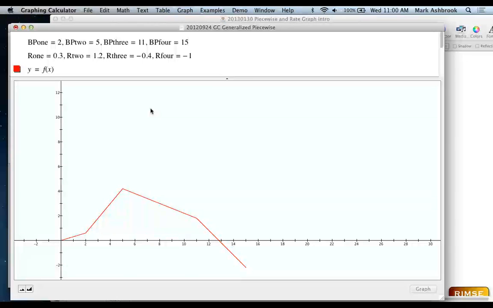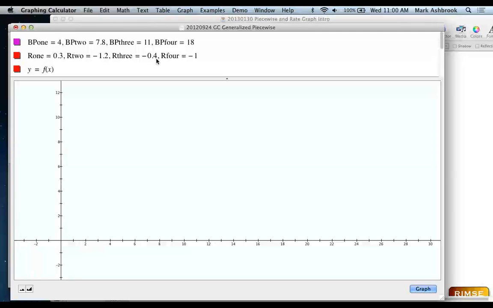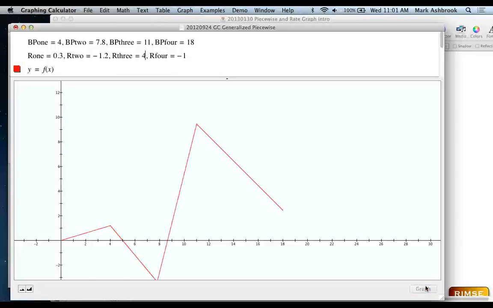So I can come over here and I can say, oh, I really wanted breakpoint 1 at 4 and breakpoint 2 at 7.8. Breakpoint 3 is okay at 11, and then this one at 18. And I made a mistake here. The rate for the second interval is negative 1.2. The rate for the third interval is 4. And that one's okay. So now I just changed some of the breakpoints, changed some of the rates, graph it, and it changes it.